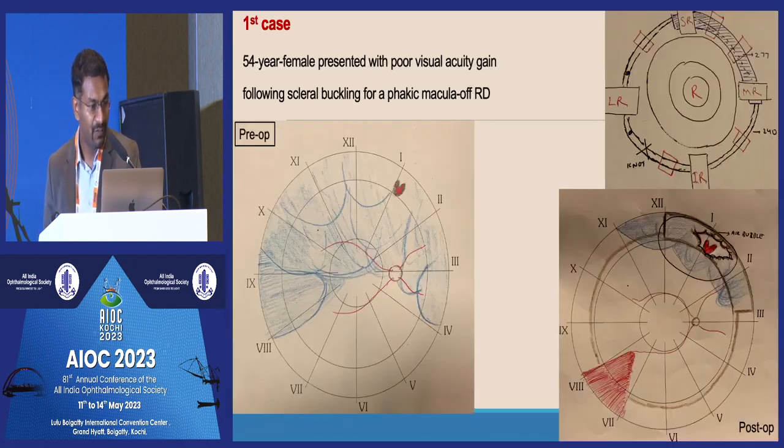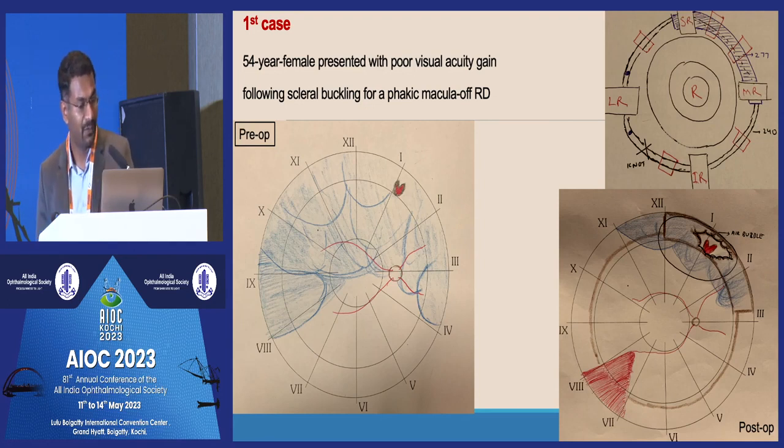So in my first case, a 54-year-old female presented with poor visual acuity gain following a scleral buckling for a phakic macula. She underwent a buckling surgery for phakic subtotal RD, where the break was located just above, superior nasal quadrant, just anterior to the equator.